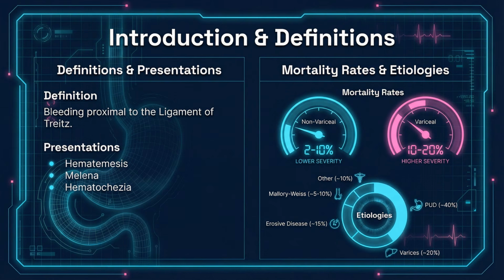This is a serious condition. While mortality for non-variceal bleeding is between 2 and 10%, it can be as high as 10 to 20% at 6 weeks for variceal bleeding. The causes are varied, but the most common is peptic ulcer disease, accounting for about 40% of cases. Varices are the cause in about 20%, followed by erosive disease, Mallory-Weiss tears, and a group of other causes like malignancy, Dieulafoy's lesions, and angiodysplasia.